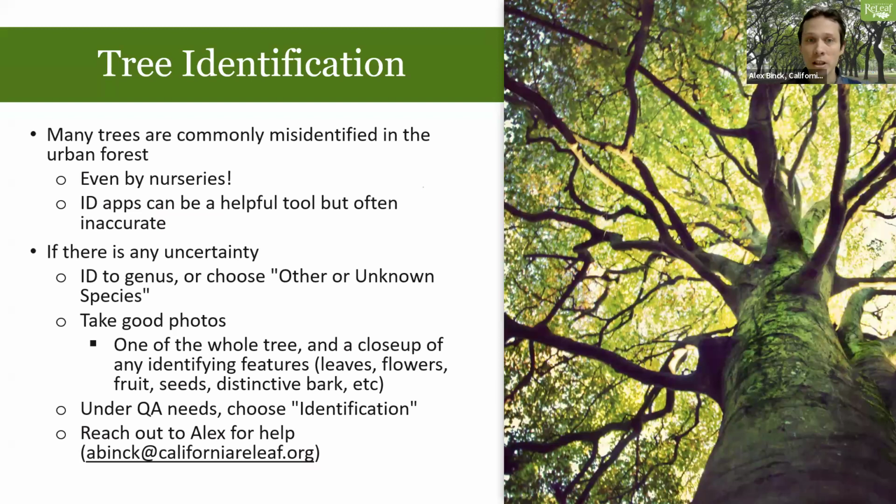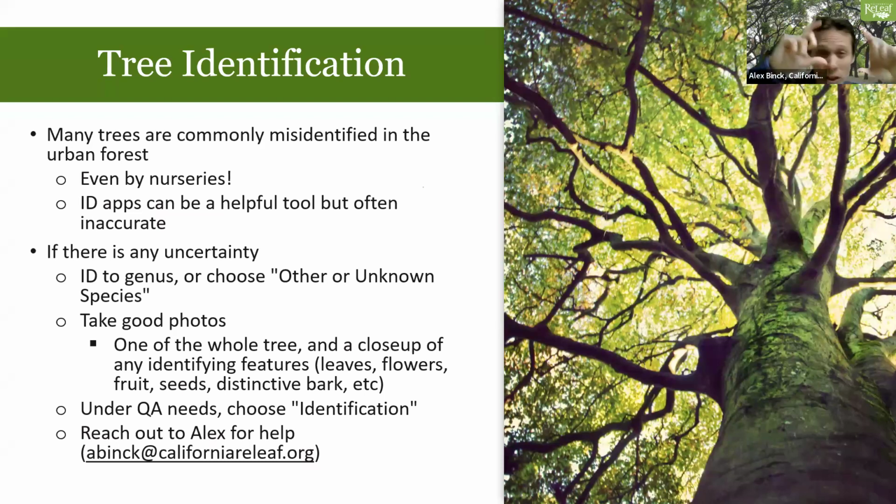If there is uncertainty and you're adding a tree, you do have the option to just select the genus. So for example, if you know that it's an oak, but you can't tell which type of oak it is, you can always just put it's an oak, right? That's fine. And if you're not even sure of the genus, that's fine too. You can put other or unknown species. That's totally fine. And then if that happens, you can also take some good photos of it.